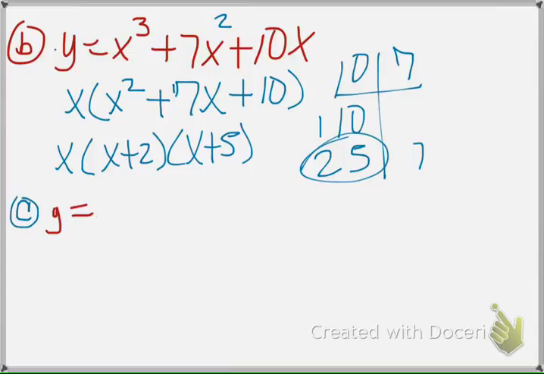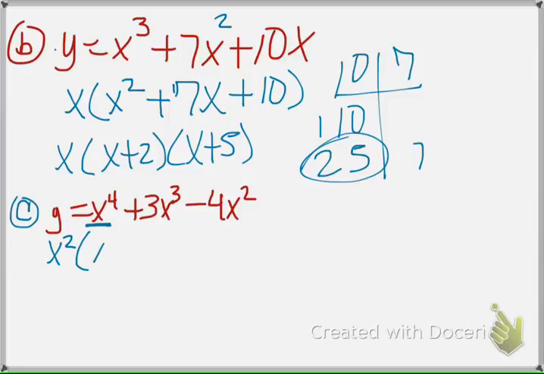Let's say we had x to the 4th plus 3x cubed minus 4x squared. Now, what do all these have in common? X squared. So when we factor out the x squared from the first one, what do we have left over? X squared. When we factor out an x squared from 3x cubed, what do we have left over? 3x. And when we factor out the x squared from here, negative 4. And then we end up with the same type of problem.